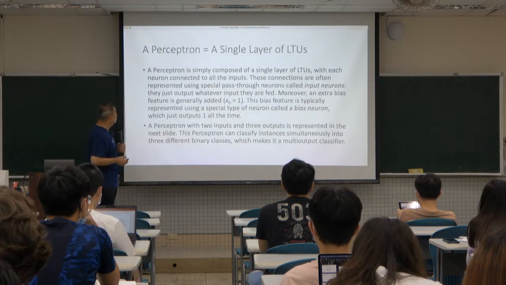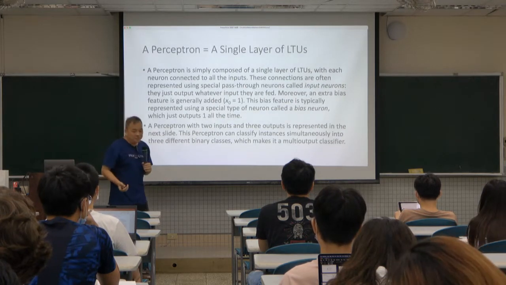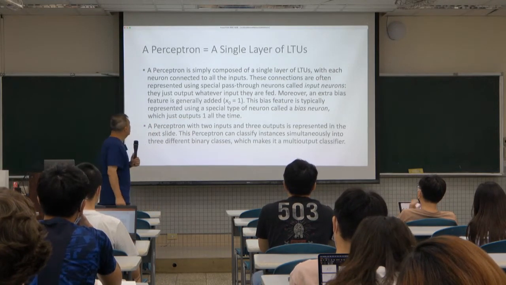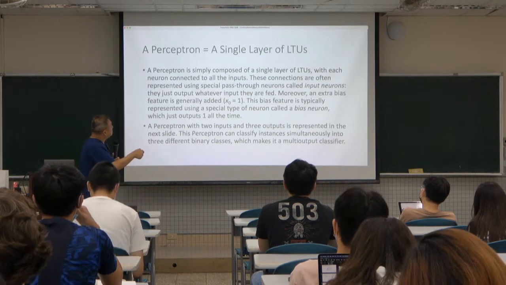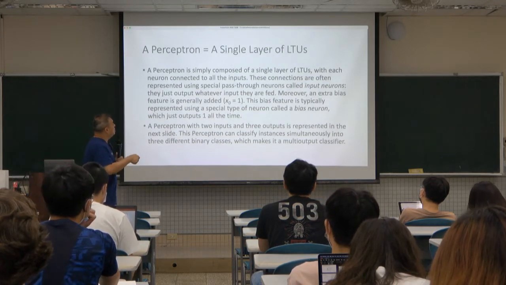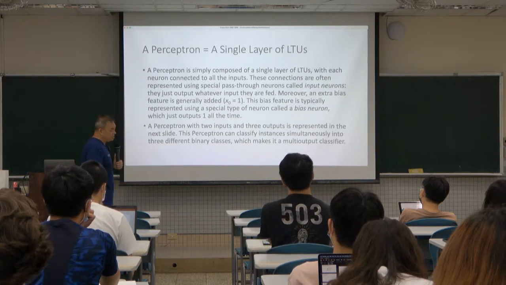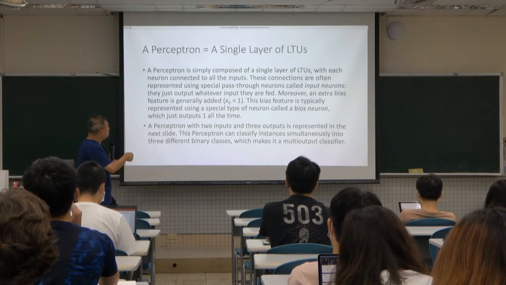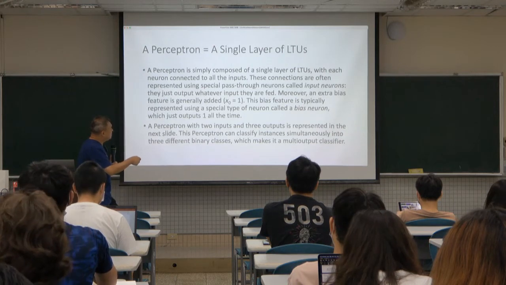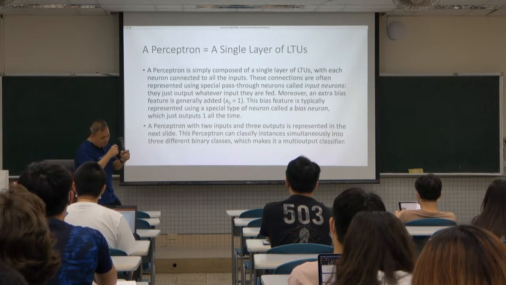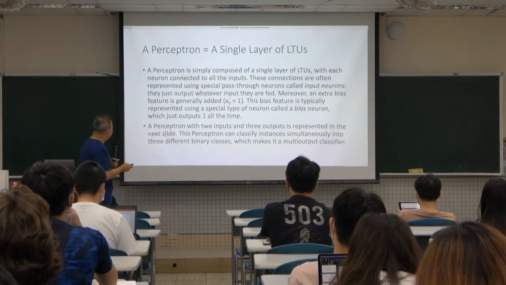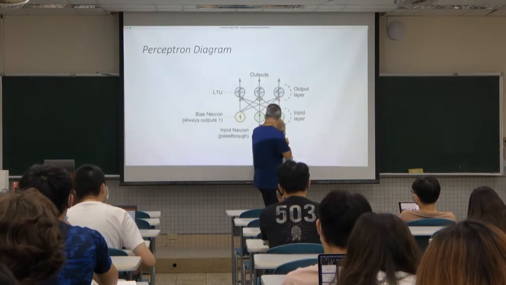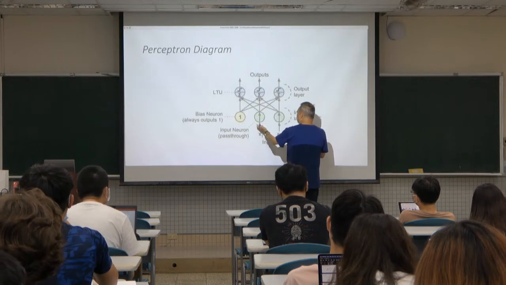So what is a perceptron? What is its relationship with the LTU? A perceptron is pretty much a single layer of LTUs, with each neuron connected to all the inputs. These connections, we normally say they are special pass-through neurons. For the input, we call them input neurons. So if you draw a figure, it looks something like this. These are the input neurons. Whatever input they get, they just pass through.